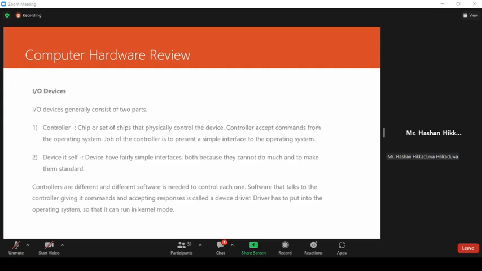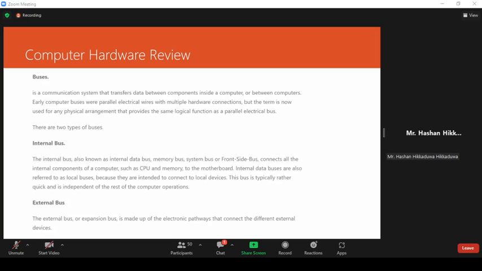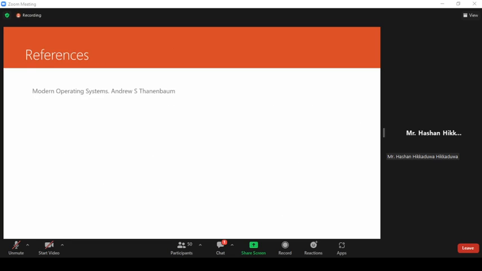Controllers are different, and different software is needed to control each one. Software that talks to the controller, giving it commands and accepting responses, is called a device driver. The driver has to be put into the operating system so that it can run in kernel mode.